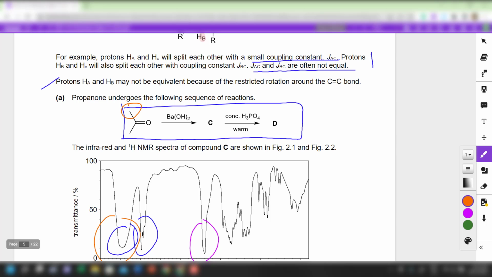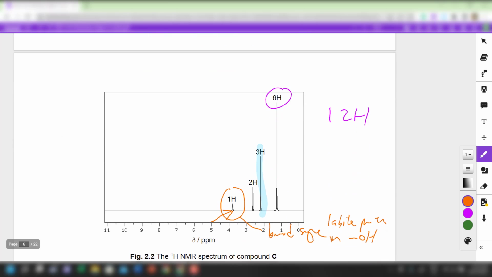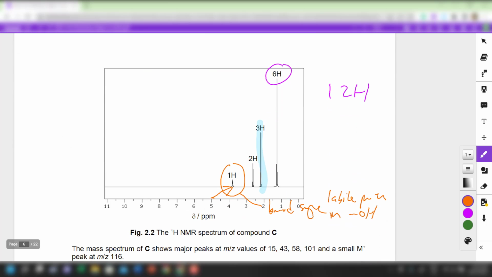And then of course, for propanone you expect 6 hydrogen in that region. Okay, but here I only have 3. So that means that one of the CH3 remains. Okay, so I'll just write one of the CH3 remains with a double bond O. Yeah, so that's my postulate.